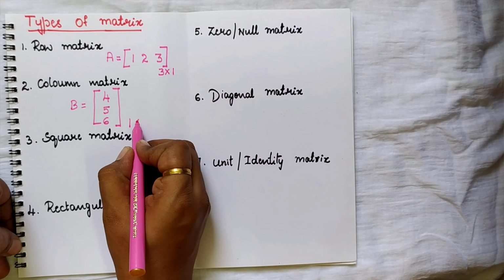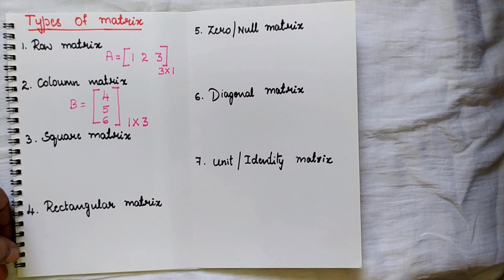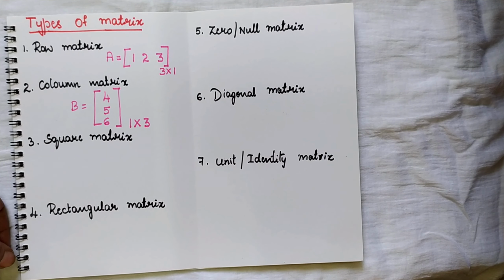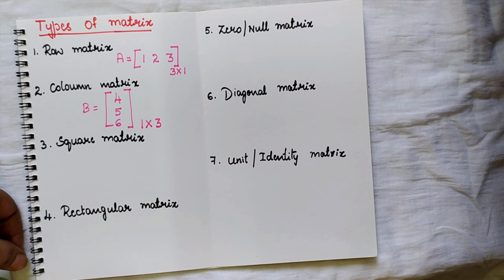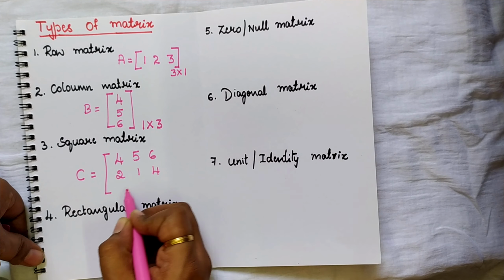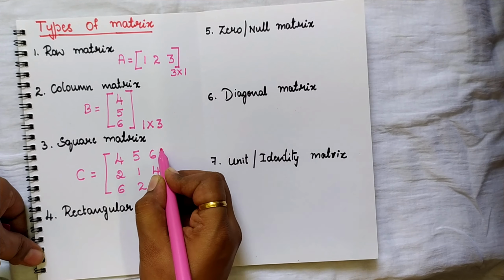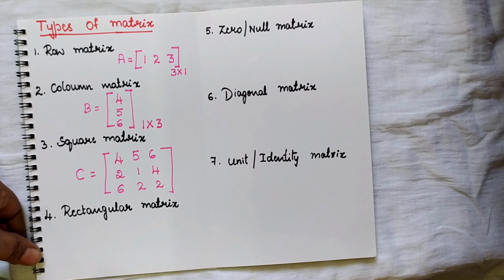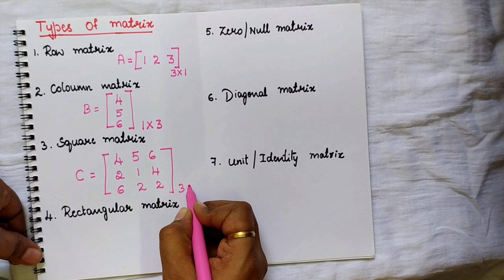Square matrix. I already told about the square matrix. In this, the number of rows will be equal to the number of columns. And let us represent one square matrix, keeping in mind that the number of rows is equal to the number of columns. Matrix C is equal to... here the number of rows and number of columns both are equal and it looks like a square, so it is called a square matrix, and the order of the matrix will be 3 cross 3.